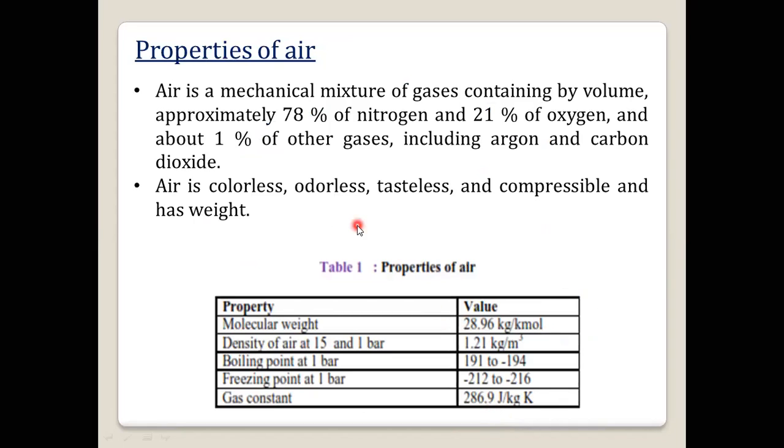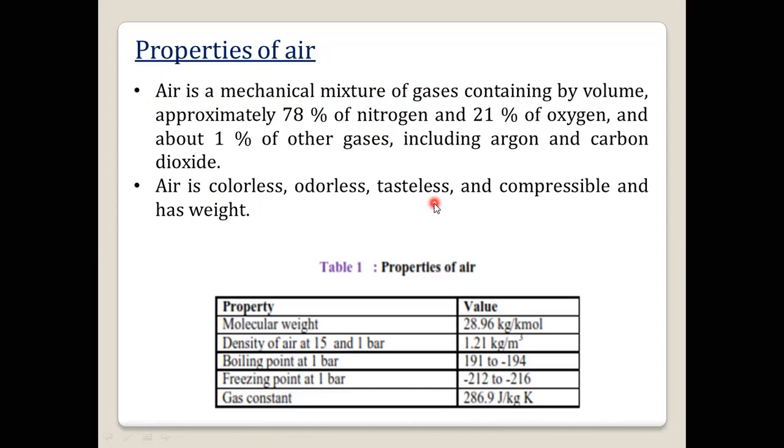Before studying the compressor, we will look at some properties of air. Air is a mixture of gases. By volume, approximately 78% is nitrogen, 21% is oxygen, and about 1% is other gases, including argon and carbon dioxide. That is why air is used in pneumatics. Sometimes nitrogen is also used. Air is colorless, odorless, tasteless, and compressible.